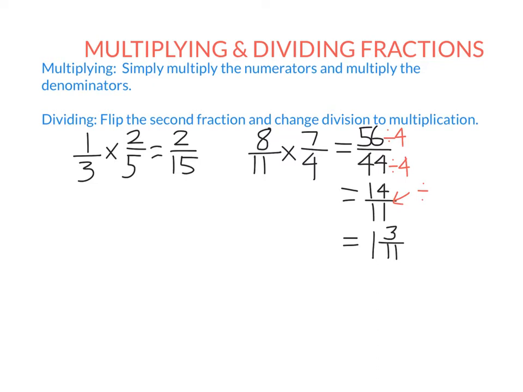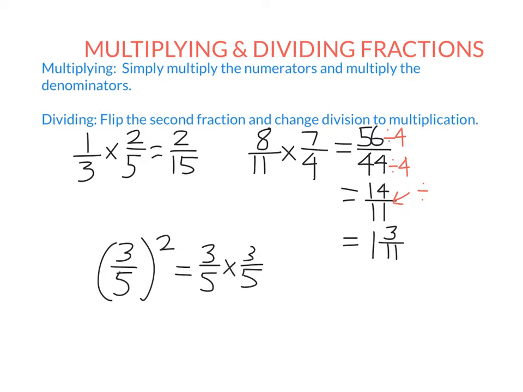So what about if we had something like this? So note, when we're squaring something, we're timesing it by itself. So this is just 3/5 times 3/5. So we multiply the top numbers together. 3 times 3 is 9. And we multiply the bottom numbers together. 5 times 5 is 25. So this fraction here cannot be simplified because 9 and 25 do not have any common factors other than 1.